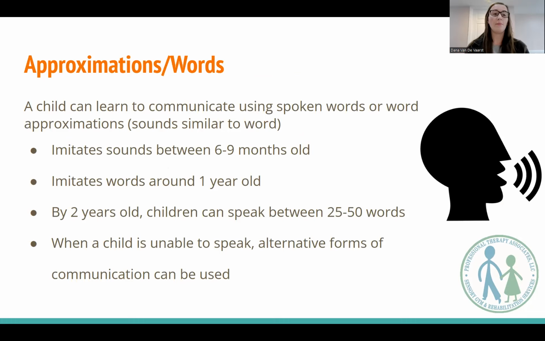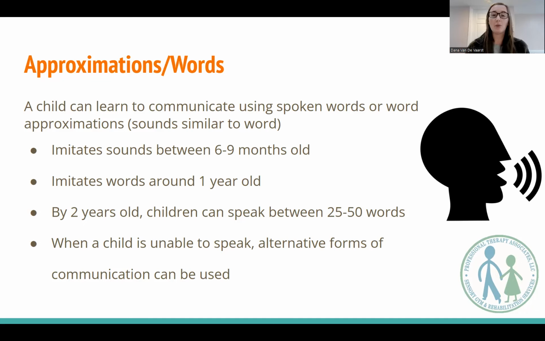So first, we're going to talk about approximation and words. A child can learn to communicate using spoken word or word approximations, which are sounds that are similar to the words. Children begin to imitate sounds around 6 to 9 months, and then they begin to imitate words around 1 year old. And then by 2 years old, children can speak between about 25 and 50 words. Again, that is just a range, and depending on your child's developmental age, if they are premature, sometimes those word ranges can be a little bit different, shorter or even more.